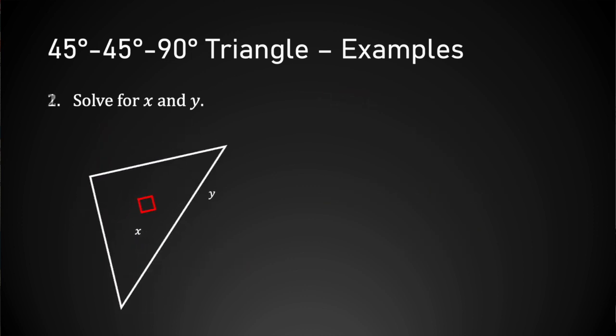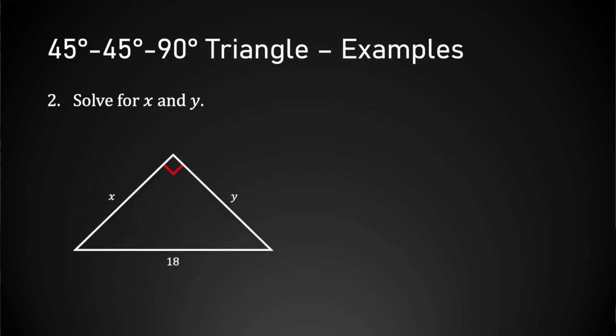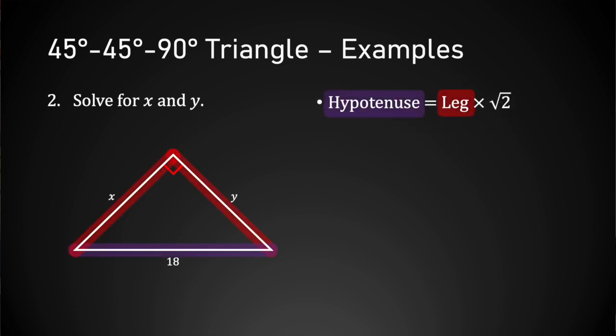In that example, we were given a leg and asked to find the other leg and the hypotenuse. In our next example, we're given the hypotenuse and asked to find the two legs. Again, the hypotenuse is just the leg times the square root of 2, so let's fill in what we know. The hypotenuse is 18, and one of the legs is x. So 18 equals x times the square root of 2. If we divide both sides by the square root of 2, we end up with x equaling 18 over the square root of 2. It's not good form to leave a radical in the denominator, so we're just going to put it in our calculators and get 9 square root 2.